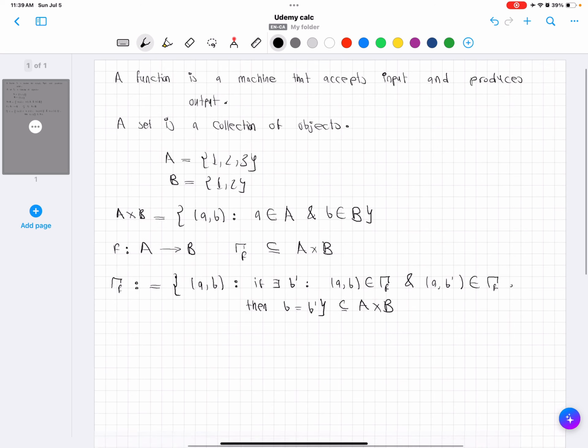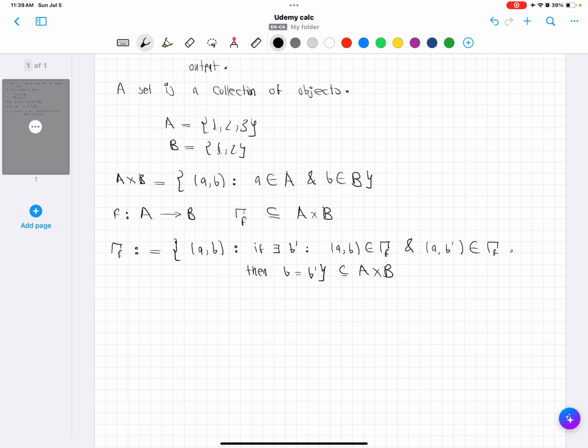What this means in terms of a machine is that whenever you have an input, each input has a unique output. You don't have two outputs for the same input. If you have one input, it should produce one output. It cannot produce two outputs. So that's the notion that is now well understood.